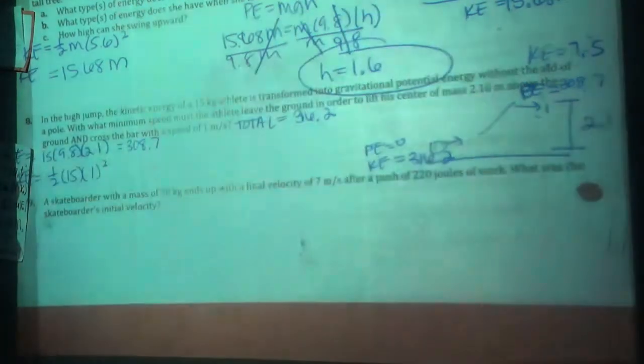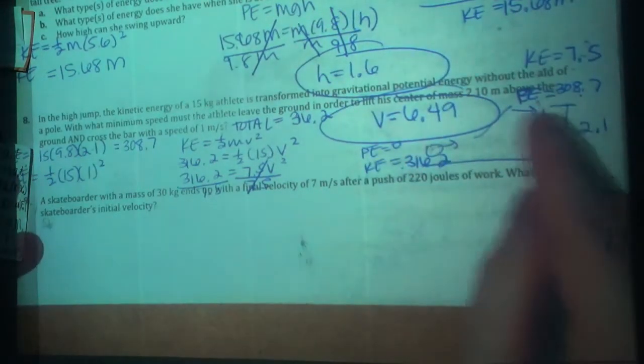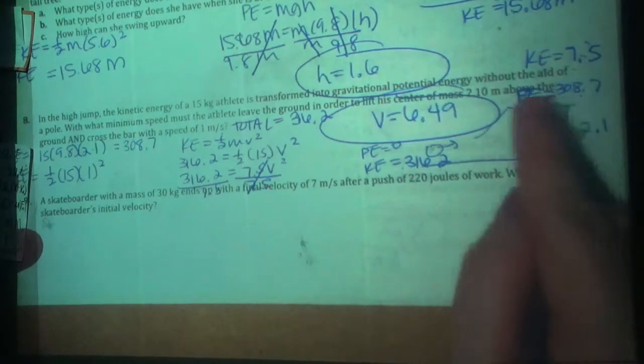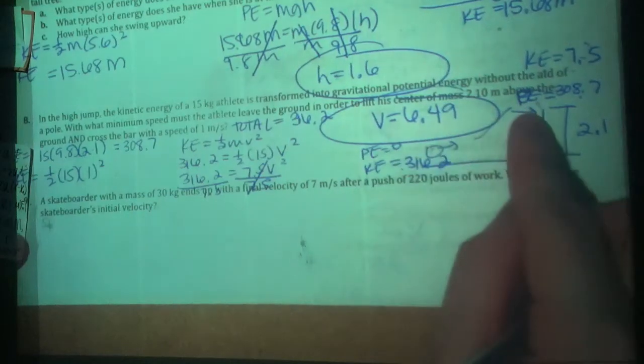And trying to find the speed, so kinetic equals 1/2 mv squared, or 316.2 equals 1/2 mass of 15 v squared, 7.5 v squared. Divide the 7.5 over, and then you take the square root. Your missing velocity is 6.49. And we knew it had to be more than 1 meter per second, because on its way up, it's losing speed and gaining potential. So it had to be faster at the bottom than it was at the top.